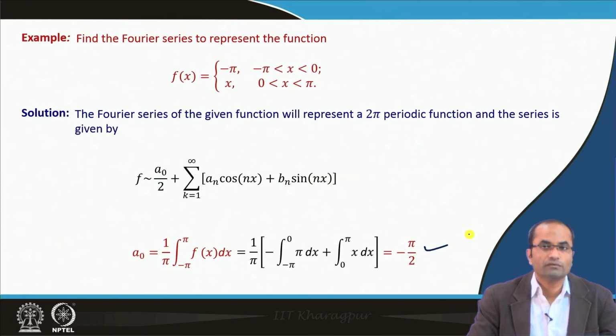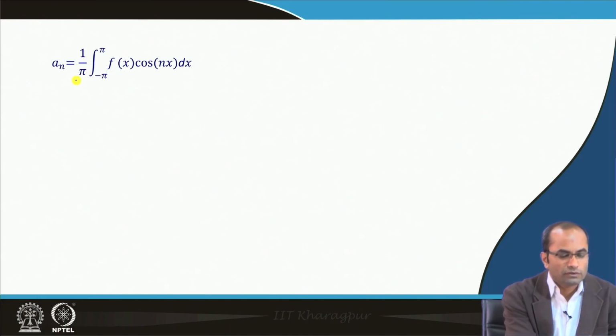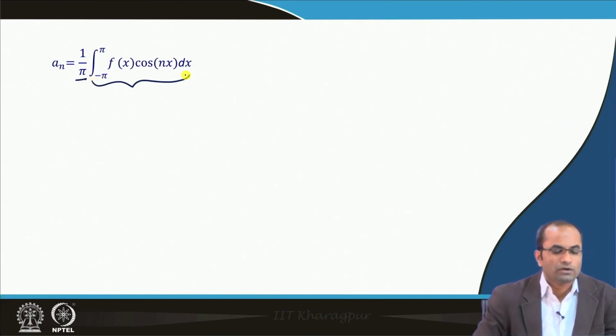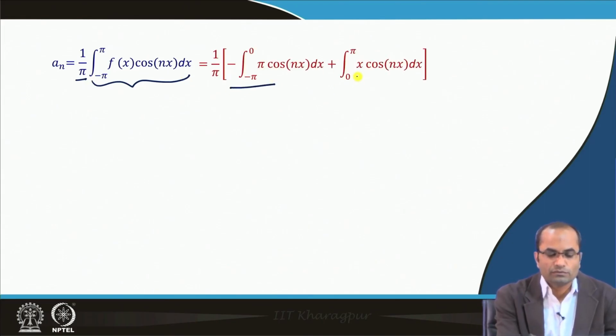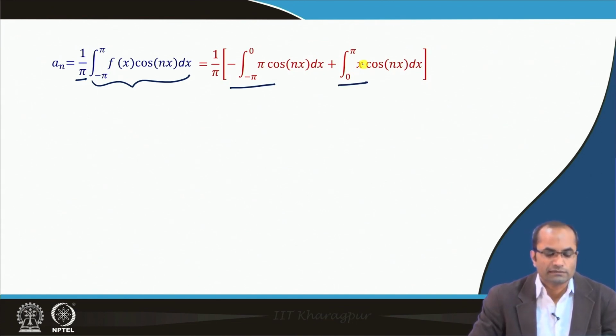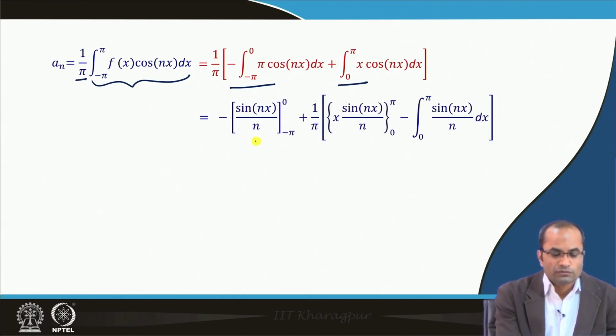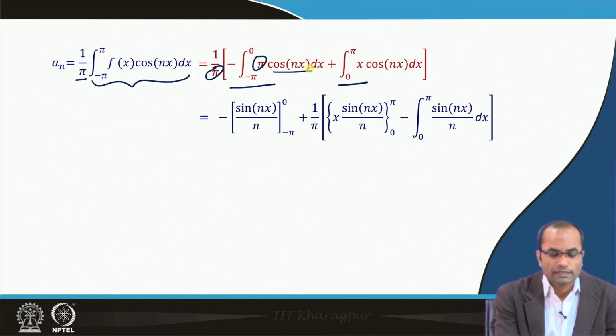So, that is the a naught, and now we will compute a n and b n. For a n we have this formula: 1 over pi and the integral of f(x) cos n x. Again f(x) is given as minus pi in the range minus pi to 0, and from 0 to pi it is given as x. So, we need to compute these two integrals. For the first one, this pi and this pi get cancelled. We have cos n x, so that will be sin n x over n, with the limits minus pi to 0.